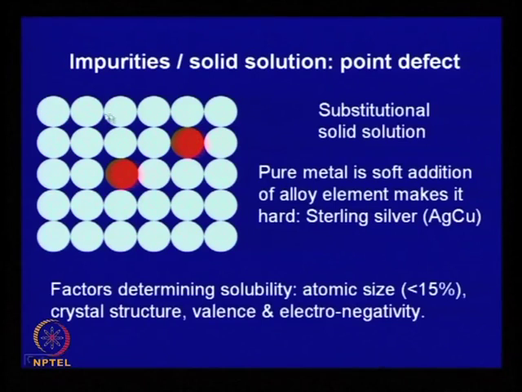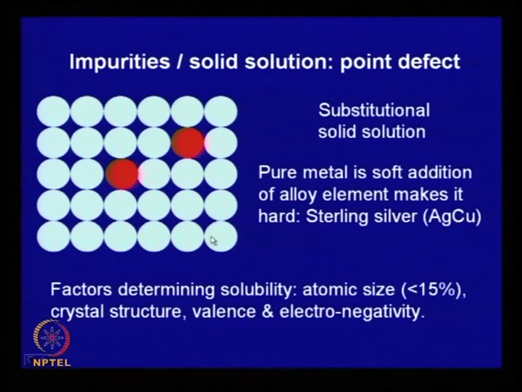This type of arrangement also we can consider, because it disturbs the periodicity. So, this also is a defect, a point defect, and this type of defect we call a substitutional impurity atom, and we call this a substitutional solid solution.